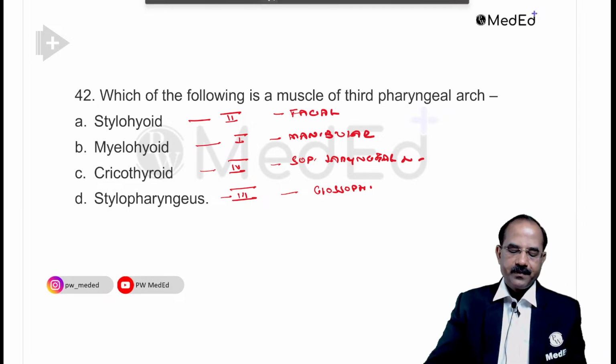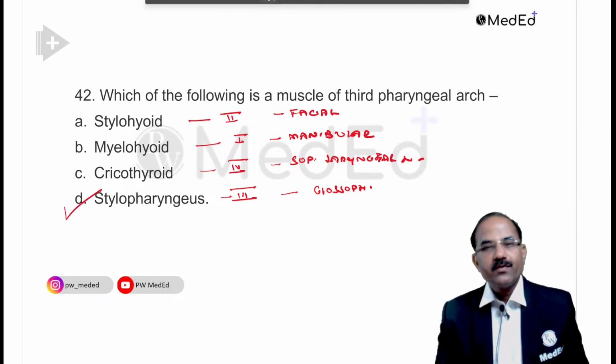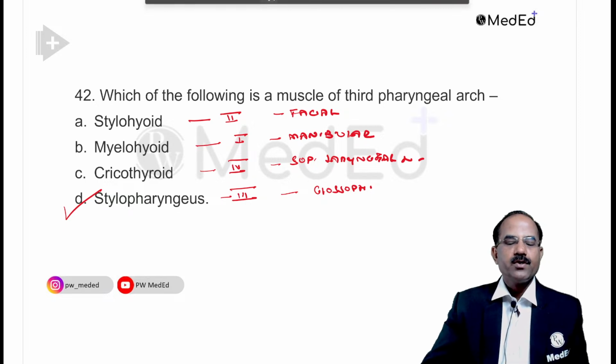Clear? Fine. So answer for this: muscle of the third arch, stylopharyngeal. The nerve of the third arch, glossopharyngeal nerve.